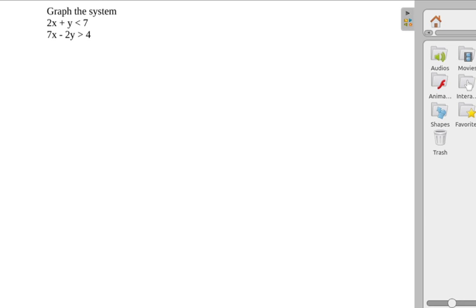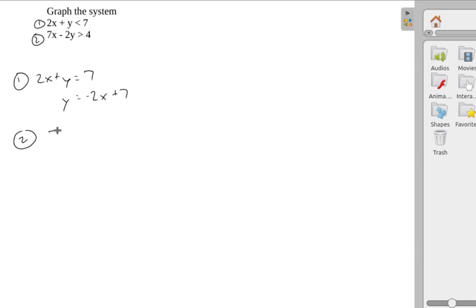If we want to graph this system of inequalities, I want to graph the boundary lines first. So let's call this one the first line, and that one the second line. For the first line, I'm going to put this into slope-intercept form. We get 2x plus y is less than, well, I'm going to pretend it's equals 7. To solve this, put it in slope-intercept form, I just need to subtract 2x from both sides, so I get y equals negative 2x plus 7.